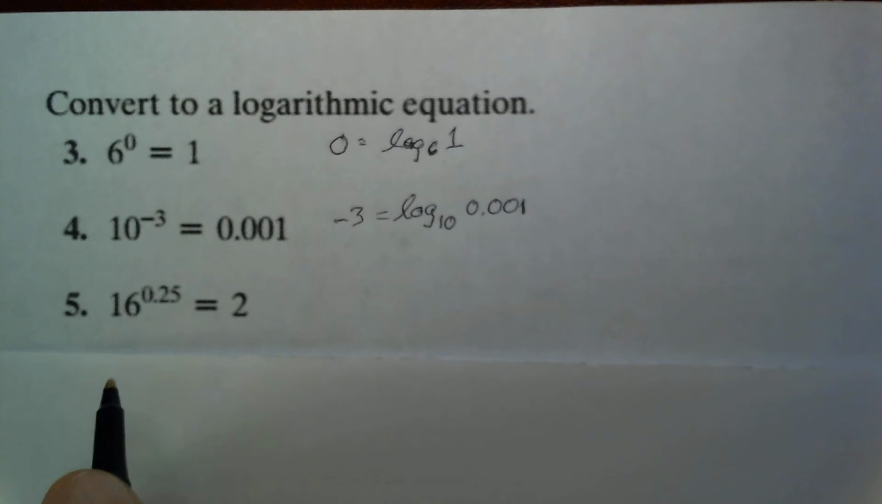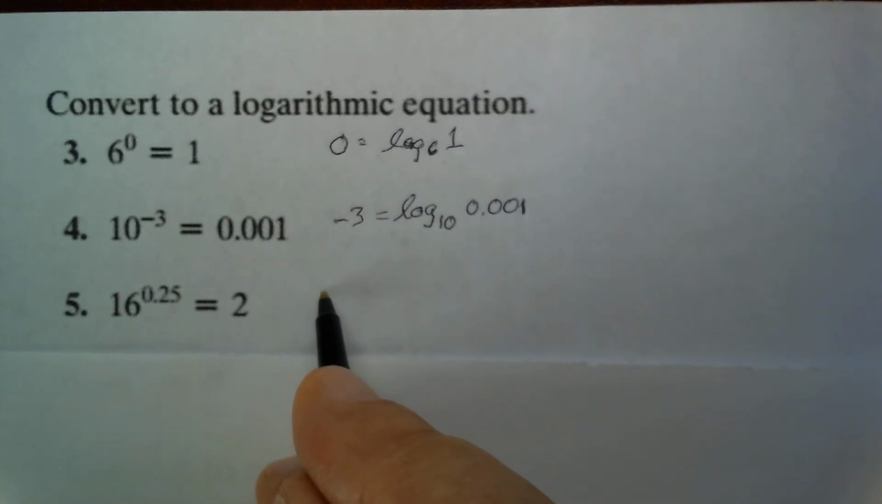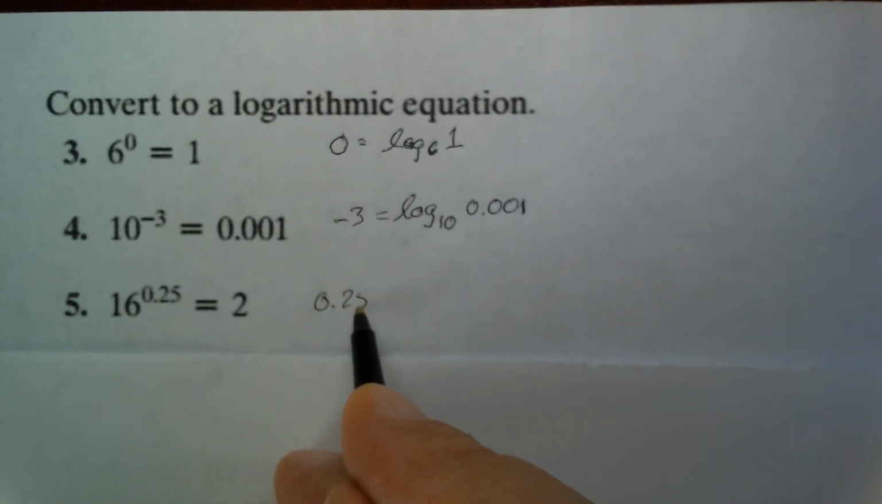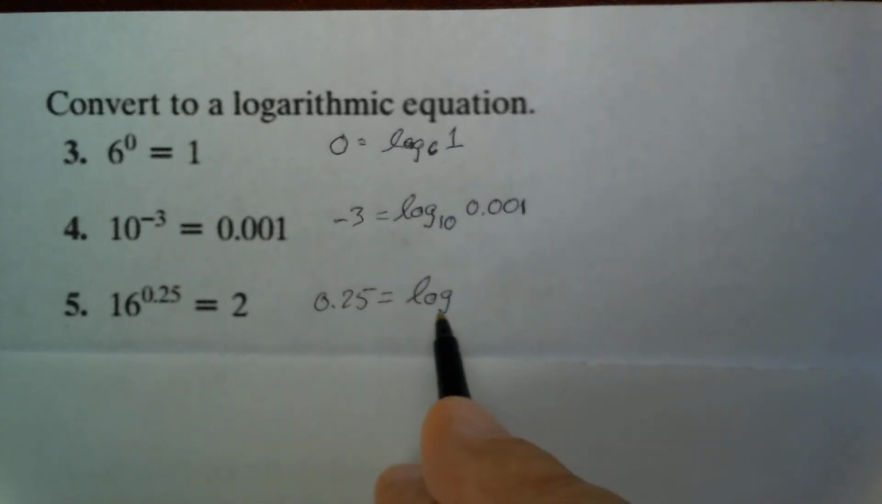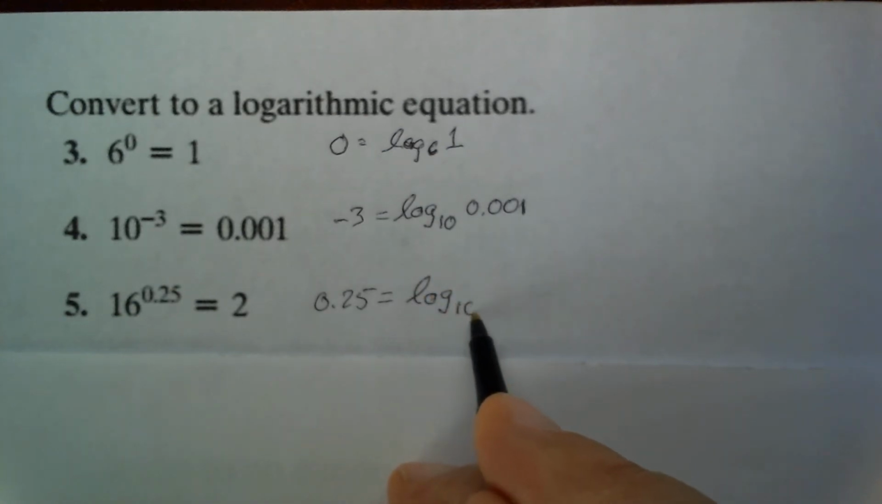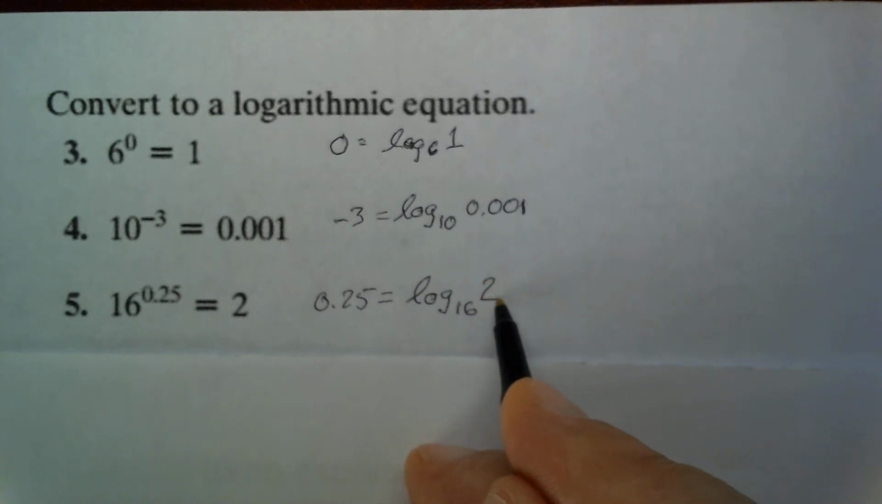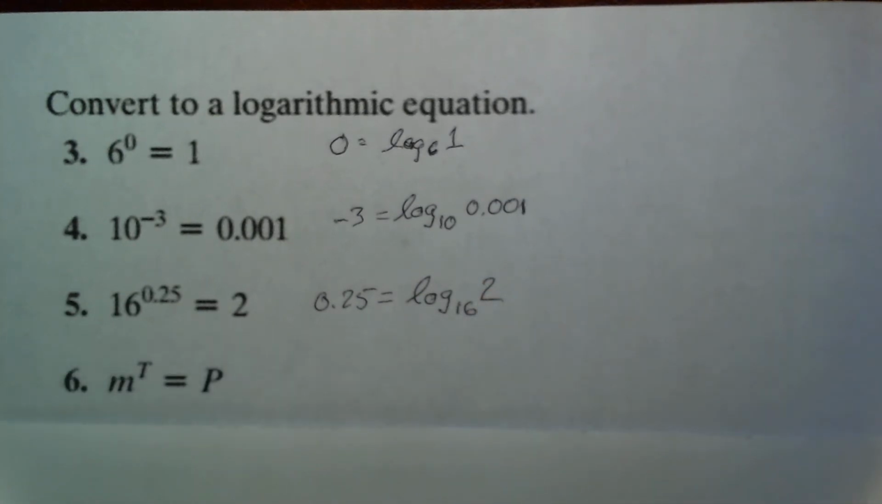For exercise number 5, it means 0.25 equals the log base 16 of 2. And here, in the general sense, it means that t equals the log base m of p.